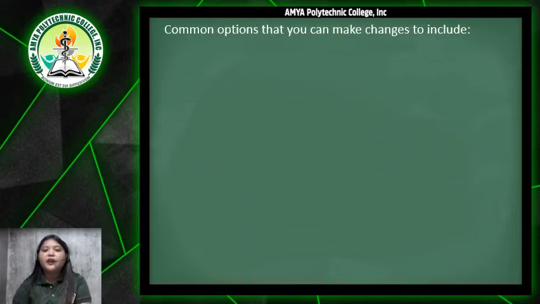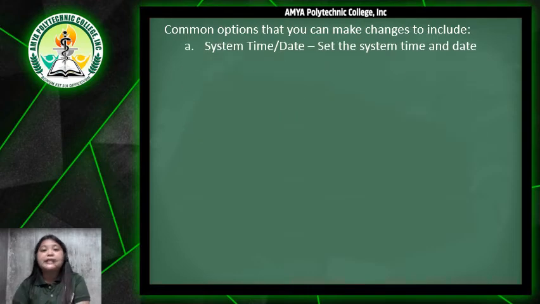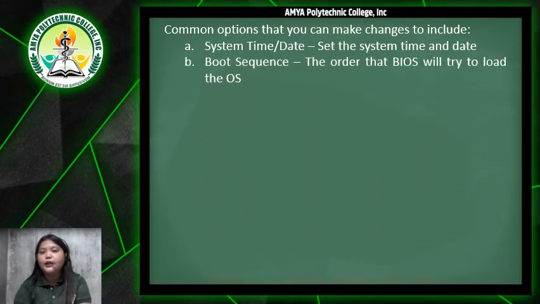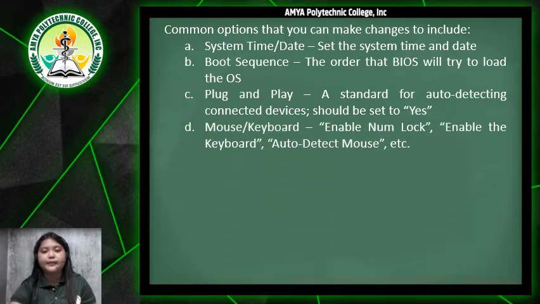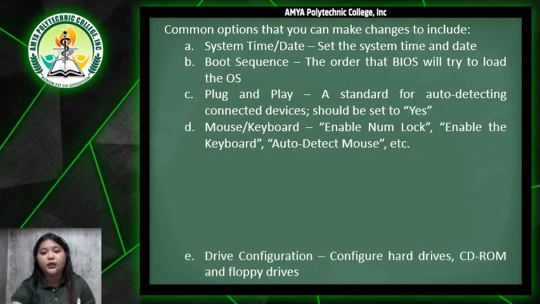We also have the common options that you can make changes to. These include the system time or date, which sets the system time and date. We also have the boot sequence, the order that the BIOS will try to load the OS. And then plug and play, a standard for auto detecting connected devices, which should be set to yes. And then mouse and keyboard, which enable numlock, enable the keyboard, auto detect mouse, and so on.